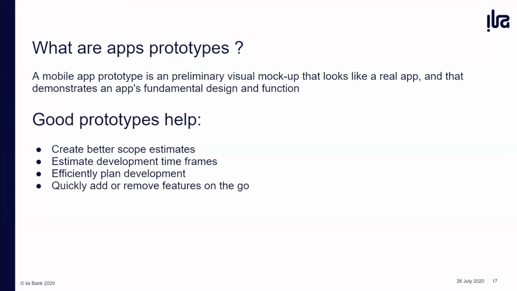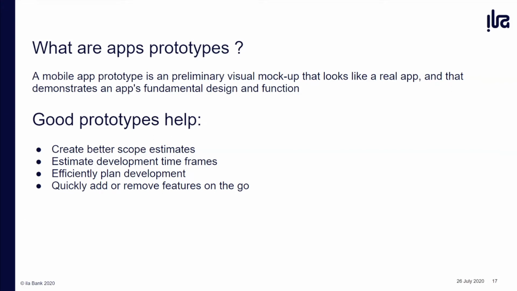So the first thing that you need to do in the design section when you build a mobile application is prototyping. So what are app prototypes? They are basically mock-ups that look like the real app and demonstrate an app's fundamental design and functionalities. So before we start developing our application, we need to do the prototype to test what kind of features we want to develop. We want to see them like something similar to how it will look in real life, so we can fix them in the design phase.